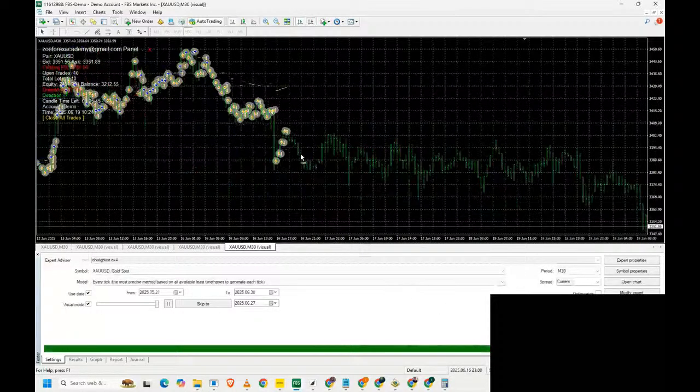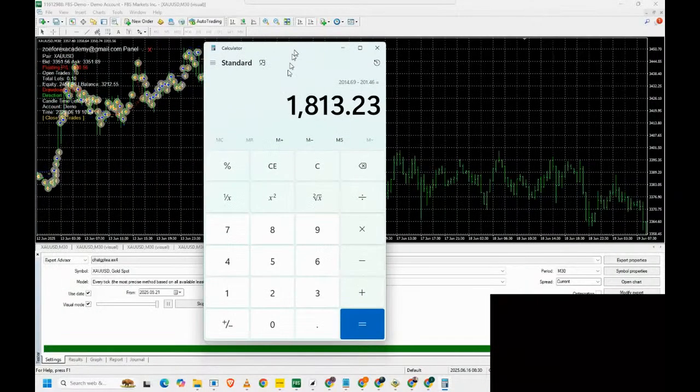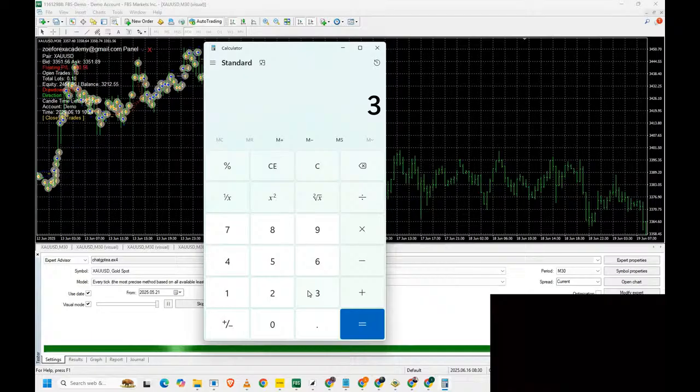So I'm going to find, because 10% of this will be 302. So let's go again. 3212.5 minus 321.26, yeah, I round it up. And so I'll have 2891.30.